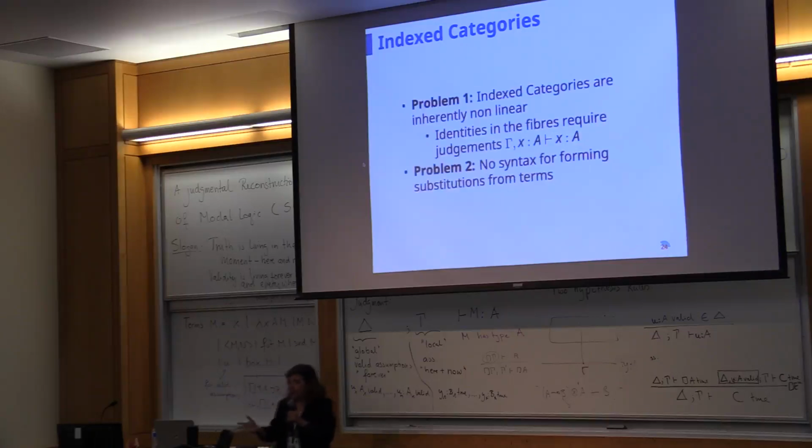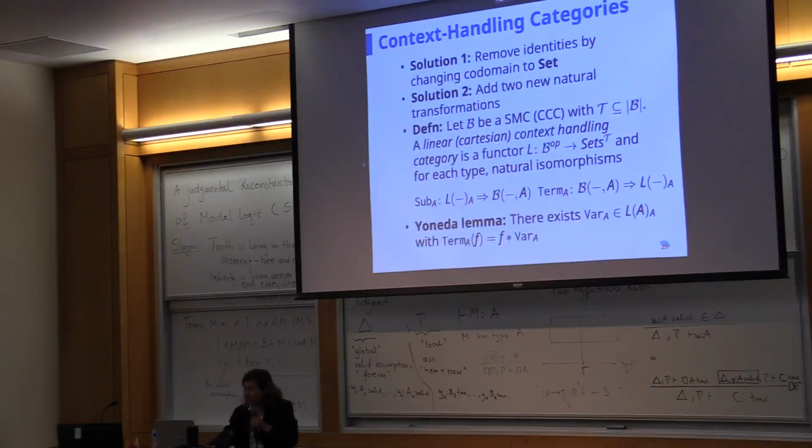So the identity in the fibers requires judgments of this shape, which are judgments that are not very linear, because you have all the gamma that you have to get rid of. And problem number two is that we have no syntax at the moment for forming substitutions from the terms, which is a little bit harder to see, but take it for the time being.